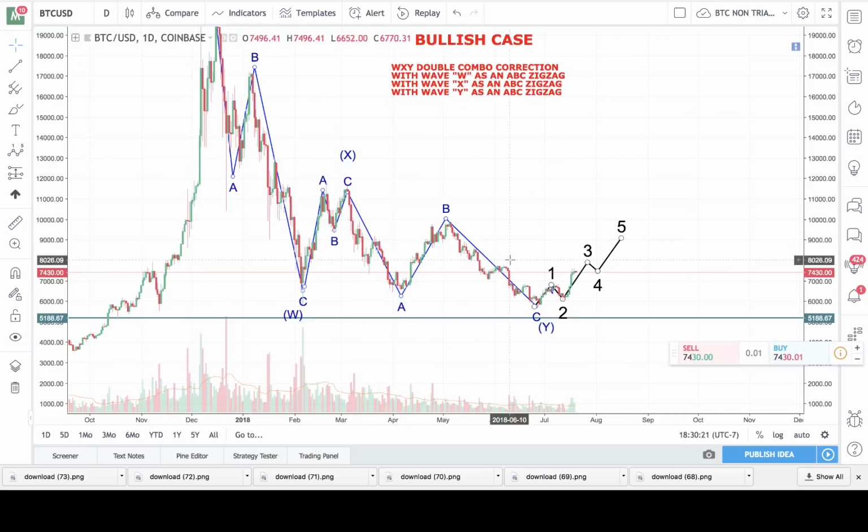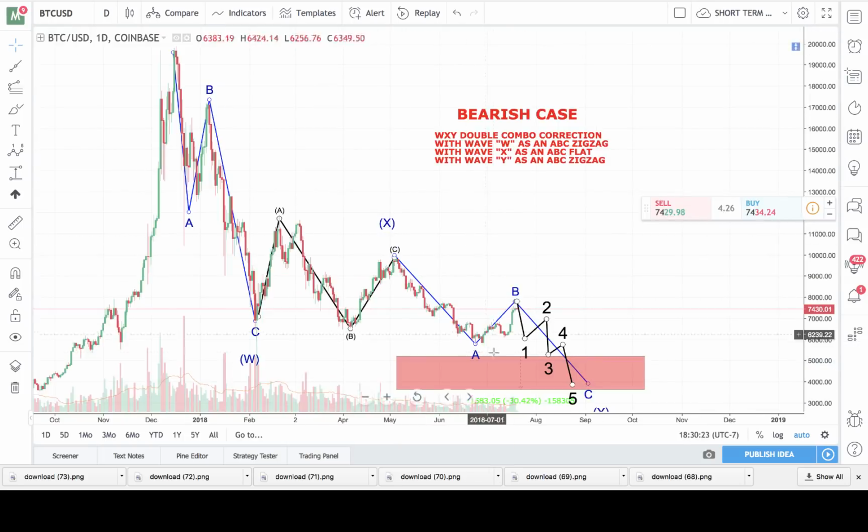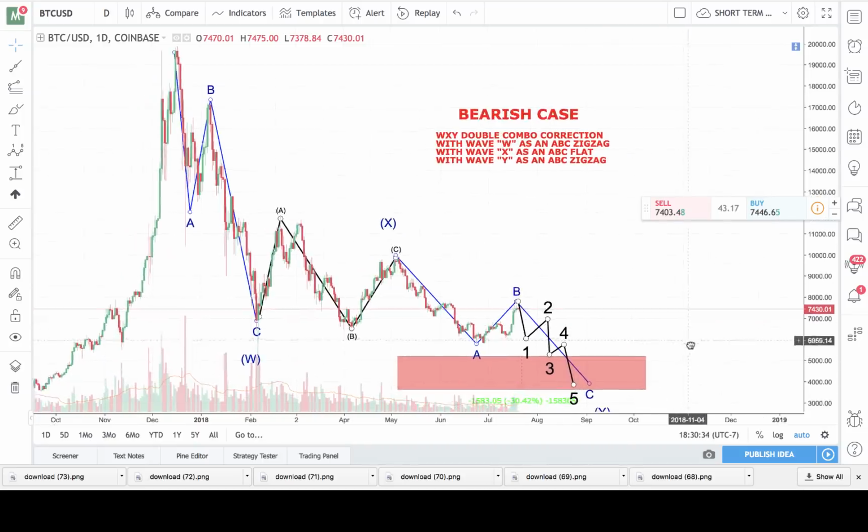Again, in the bigger picture, I'm expecting this to be the bearish count where we have an ABC completing this, getting rejected around 7.8 to maybe 8,000 if we hit that liquidity zone, and then continuing our move downwards to complete this Y wave in the bigger picture.